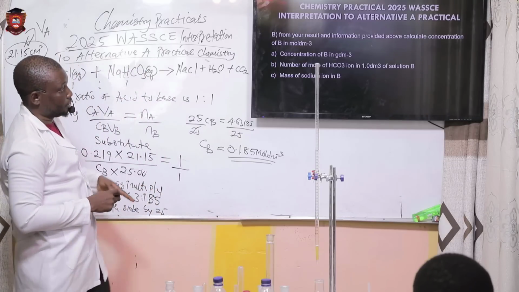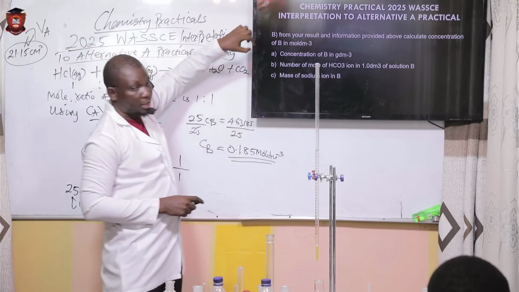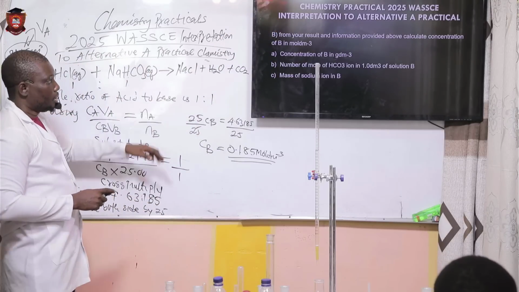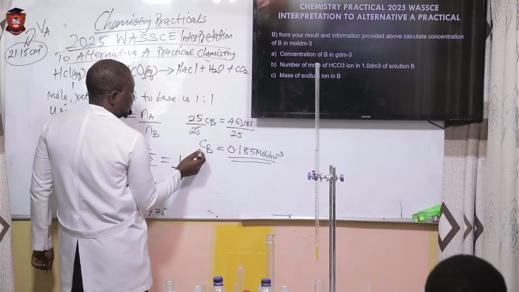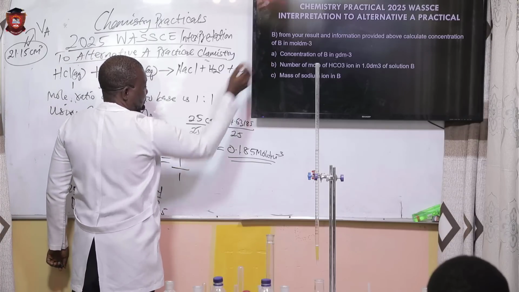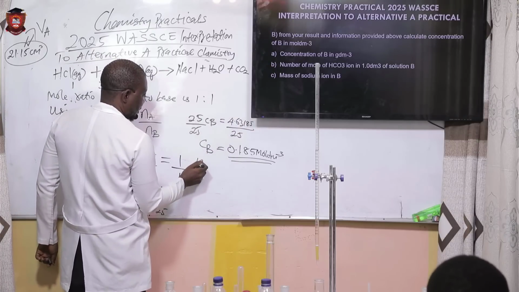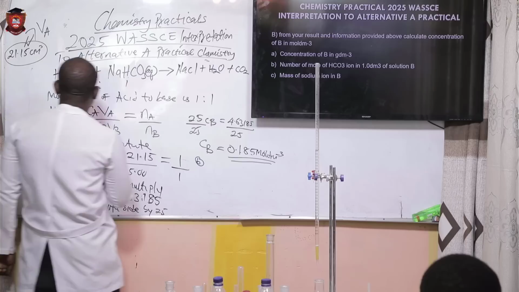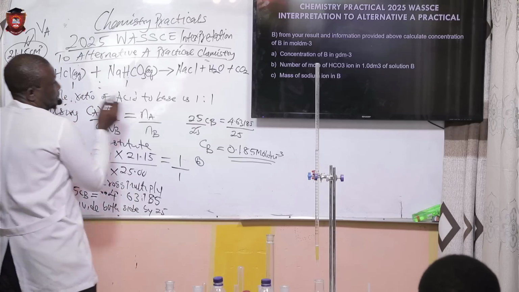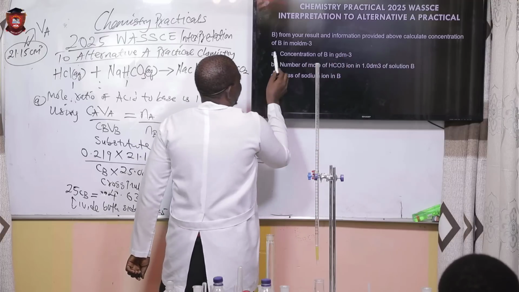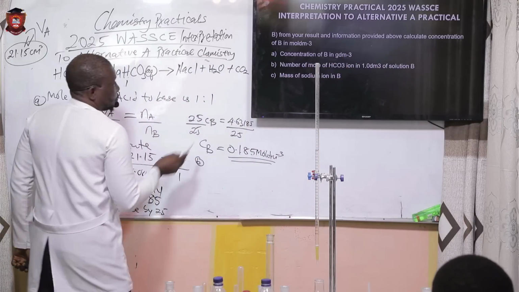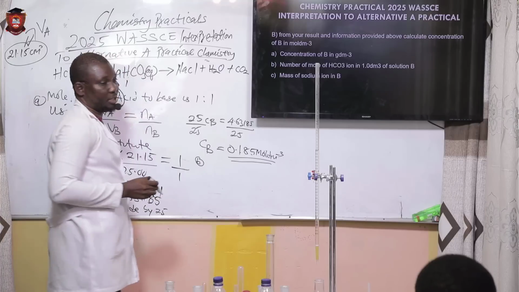That is the concentration of B in mole per DM cubed. Now that we have B in mole per DM cubed, it will be very simple to find the mass concentration. Now to solve this particular one, this is going to be our question B. This is question A. So there's a mistake here. Here should be A, B, C, and D. So this particular one, we should find B in gram per DM cubed.